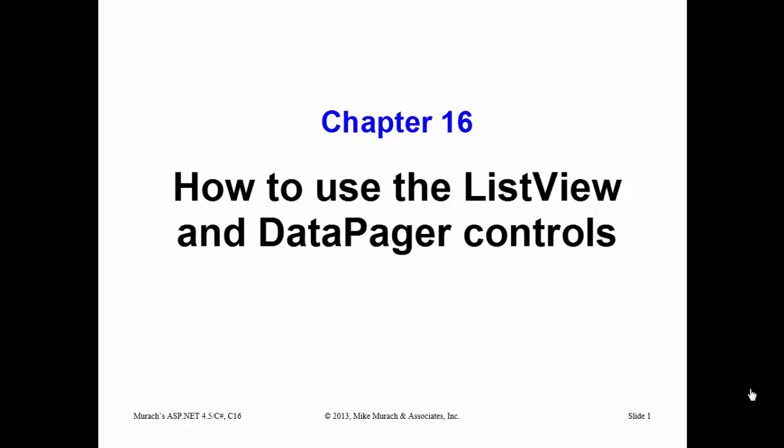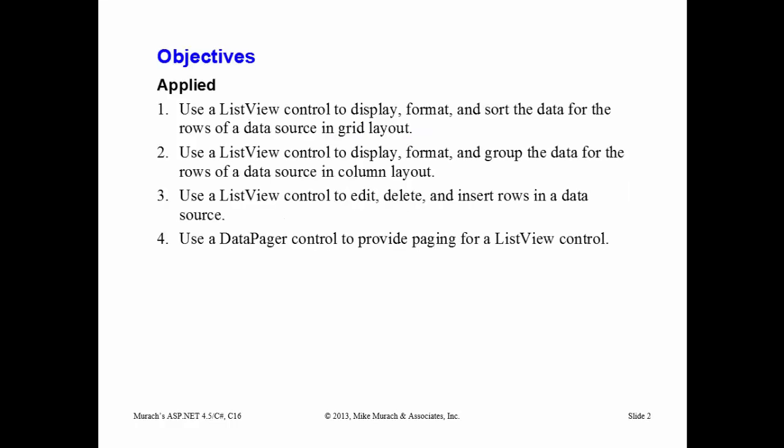Okay, Chapter 16, this is how to use the list view and data pager controls. So, the list view and data pager are some additional controls. We looked at the details view and form view, and then before that we looked at the grid view. So it's just another couple more controls.